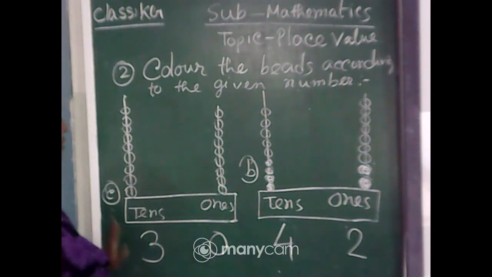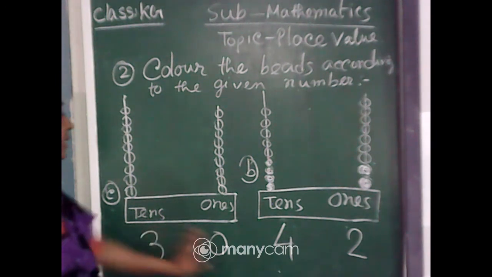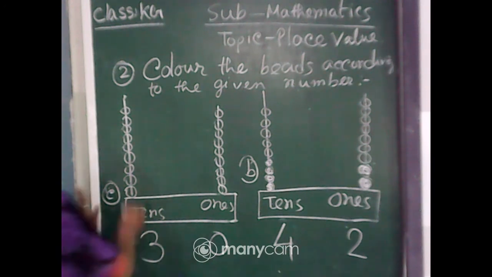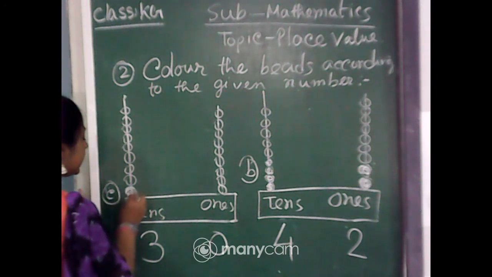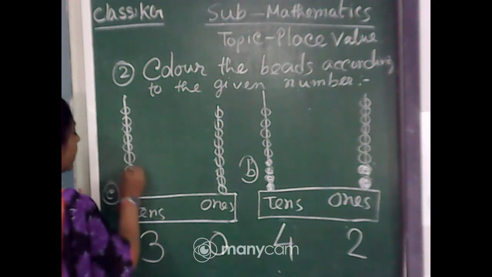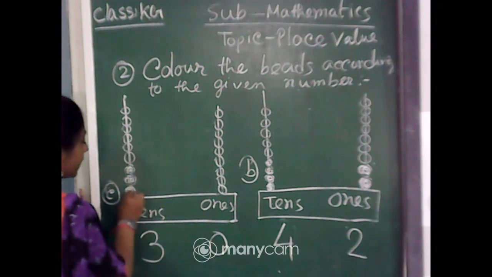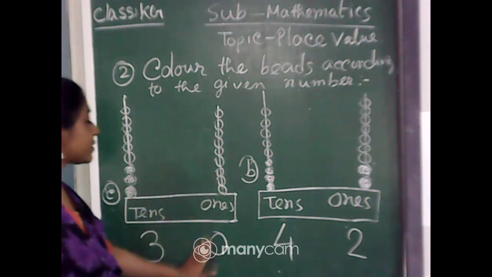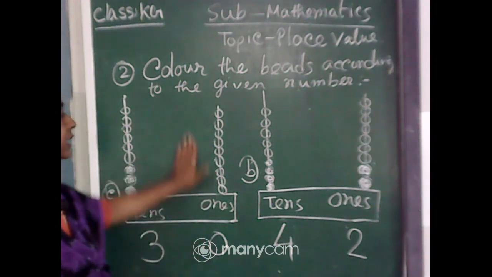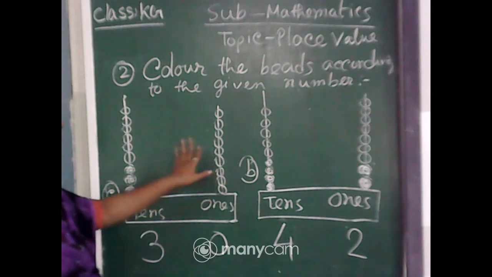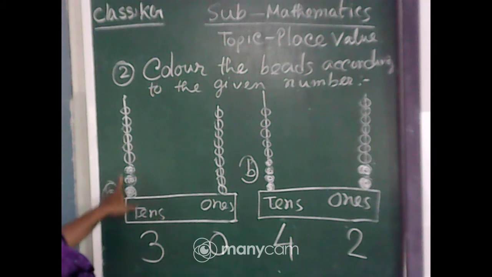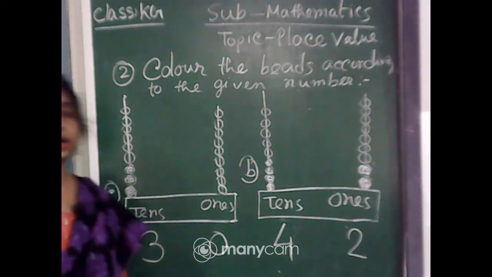Yes, so 30 means 3 tens. 30 means 3 tens, 0 ones or no ones. So 3 tens means we only have to color 3 beads in the tens column. 3 tens means 3 beads we should color here. And in the ones column there is 0, that means it is empty. No beads are colored. So 3 tens means 3 beads we should color here.